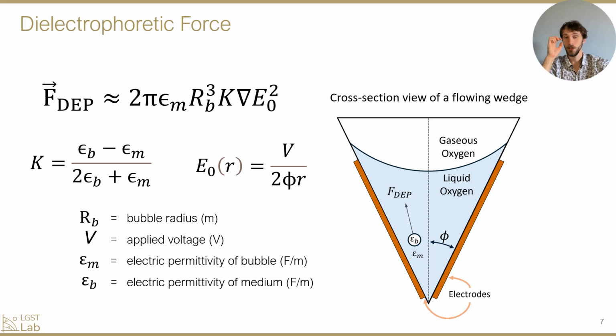Let's examine the equation for dielectrophoretic force. Now in our case, we have electrodes along the walls of a triangular wedge, and we have liquid oxygen inside with gaseous oxygen above it, as well as a small gaseous oxygen bubble. These two substances have electric permittivities, which are a material constant which tells you the polarizability of that substance in the presence of an electric field.